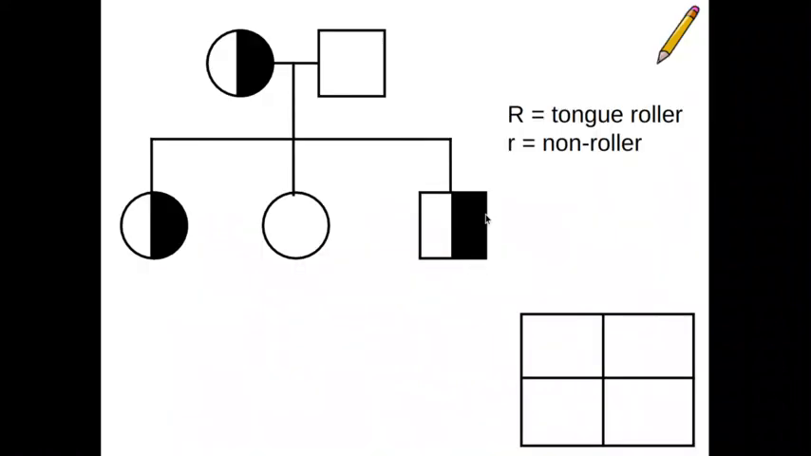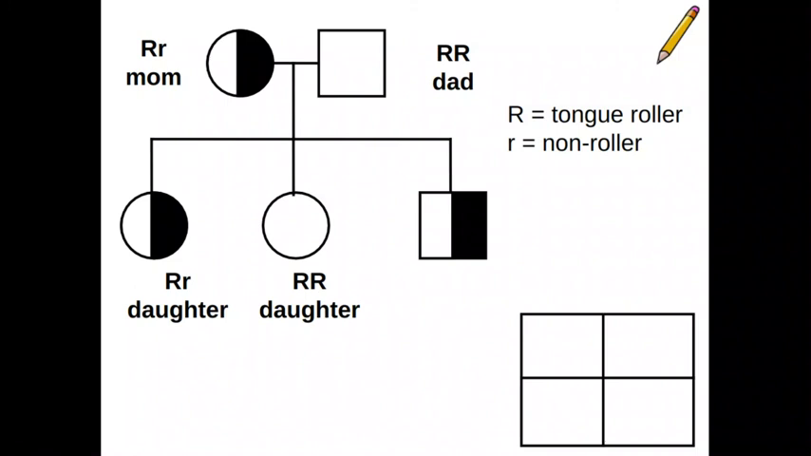So here's a quick pedigree on a specific trait. Here we have a couple, the mom and the dad. The mom is heterozygous. The dad is homozygous dominant. And they had three offspring. They had a heterozygous daughter, a homozygous dominant daughter, and a heterozygous son. So when you fill in the Punnett square, as you can see, it's a 50-50 chance of their children either not having the trait or carrying the trait.